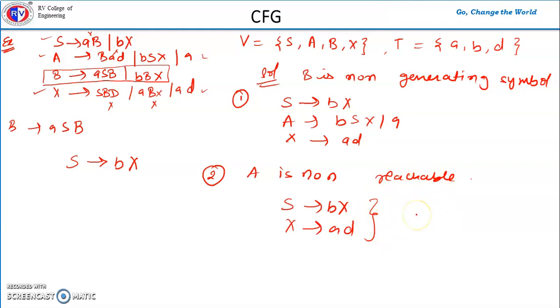So this is how we remove useless symbols from the grammar. There are two steps. First, find out the non-generating symbols. Second, find out the non-reachable symbols. After identifying the non-generating symbols, whichever production contains one, we have to remove that complete production. Here the production S to AB will go, and the complete production for B will go. Then we find the non-reachable symbols, meaning those not reachable from the start symbol, and remove the productions which contain them.